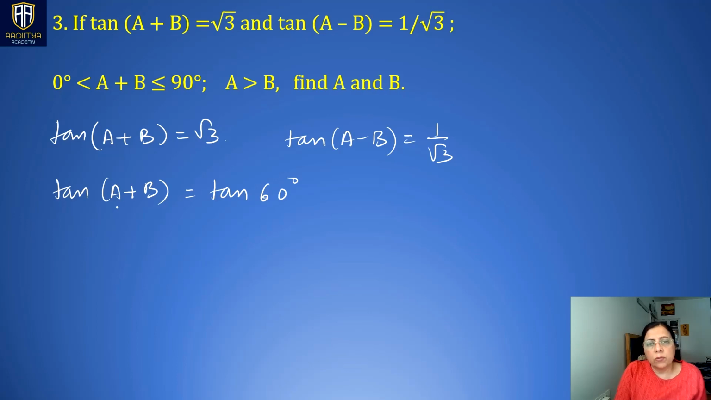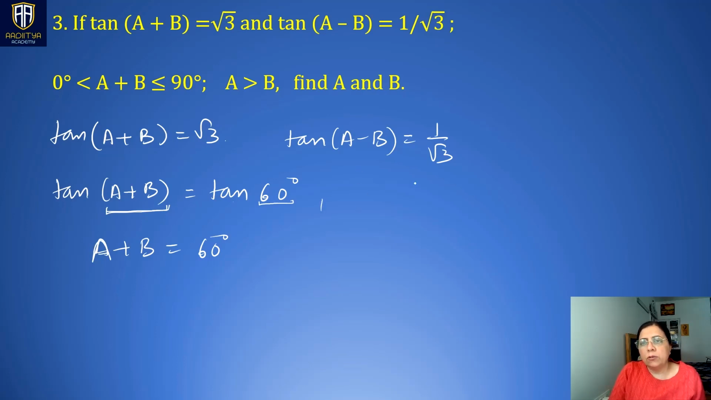Because we are looking for the value of the angle which represents A plus B. So from this, don't cut it like this; tan cannot be cut down. That is not the case. You should take the values only, like tan of which angle is equal to tan of 60 degrees. So this is A plus B is 60 degrees, right?